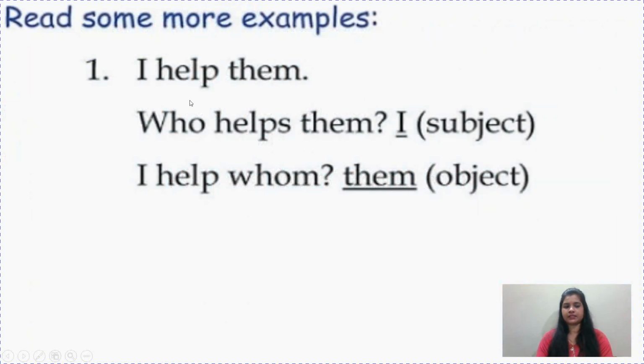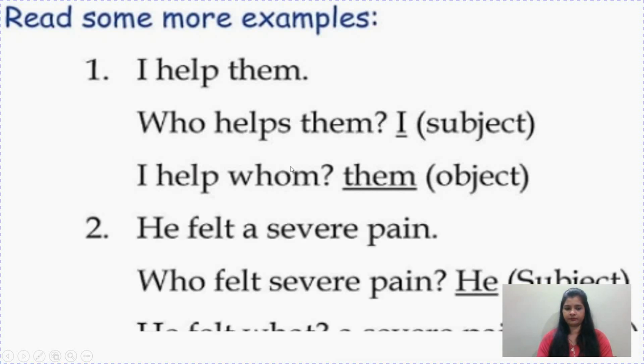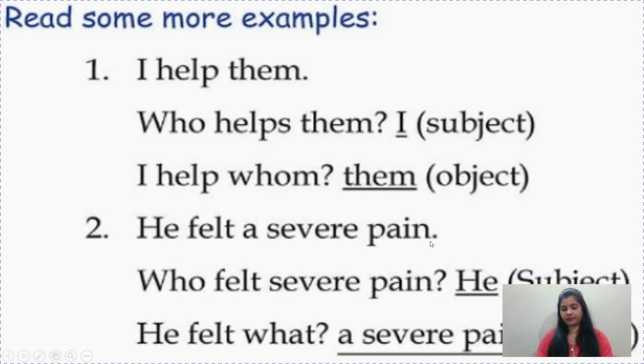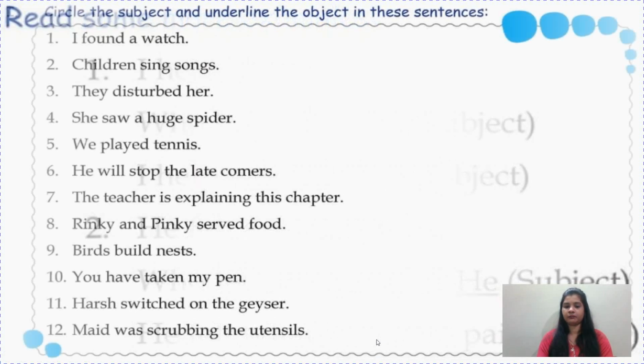Read some more examples. I help them. Who helps them? I. So it is the doer. So it is the subject, and I help whom? Them. It is the object. It is the receiver. He felt a severe pain. So who felt severe pain? He. So it will become the subject, and he felt what? A severe pain. So it will become the object.